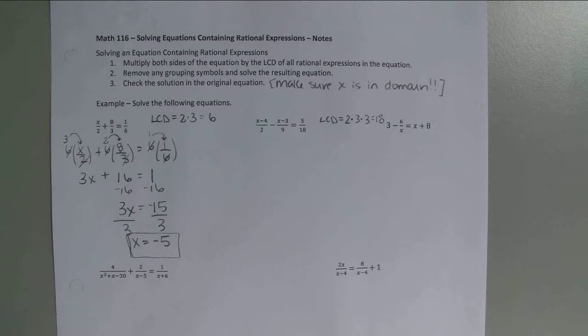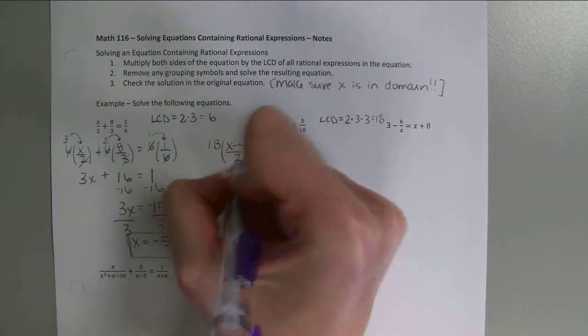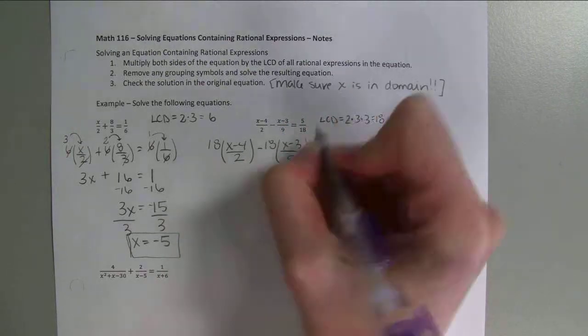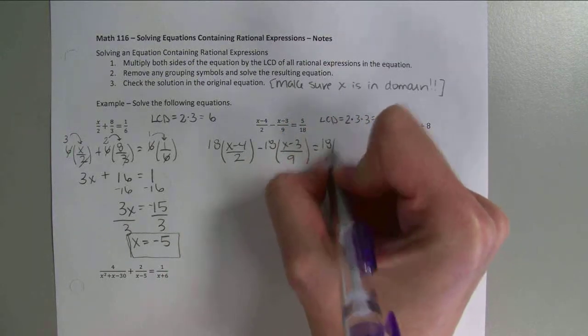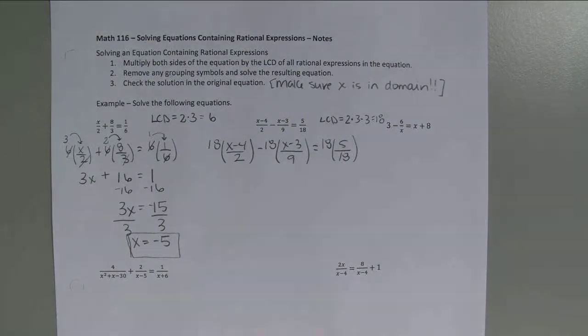Does that mean we're going to change each of these old denominators into this new denominator of 18? No. It means we're going to take each rational and multiply it by 18 so we can get rid of the denominator. So this is 18 times (x minus 4) over 2, minus 18 times (x minus 3) over 9, equals 18 times 5 over 18. It just so happens that the far right one ends up being our LCD on both the first two things, but that's not always the case.